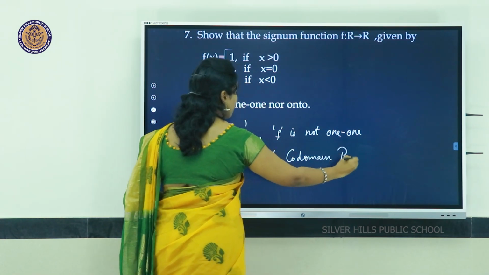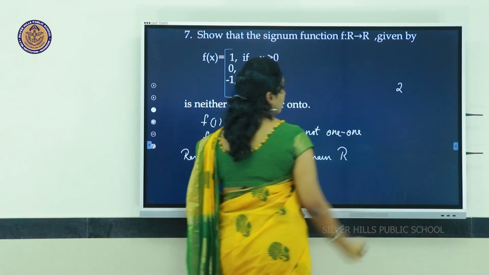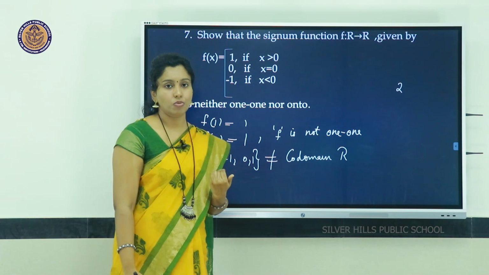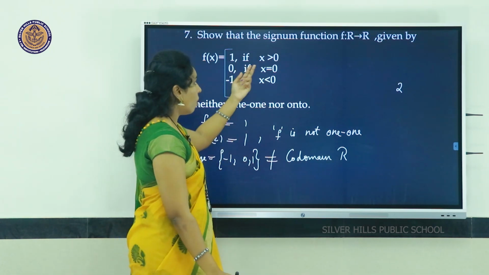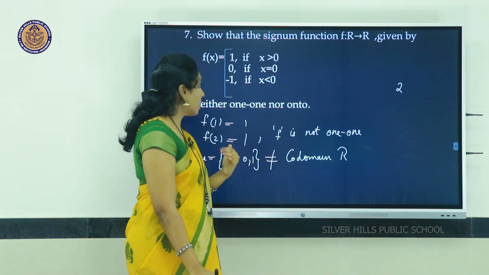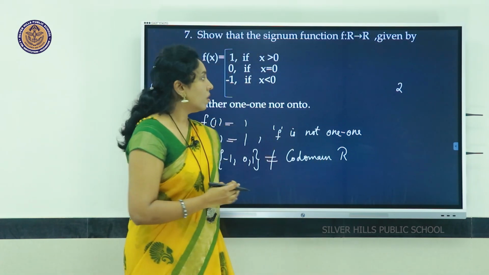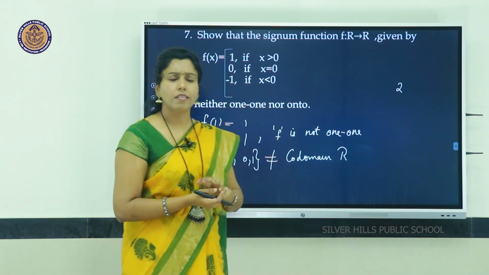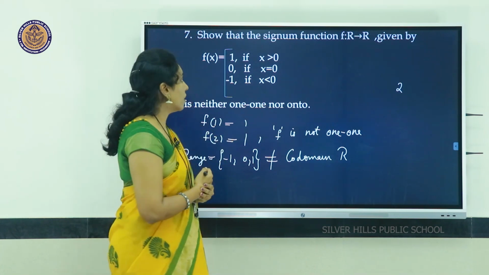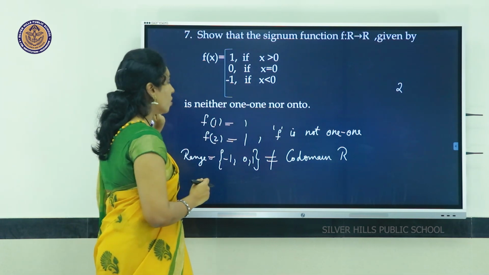And what is our codomain? R. Because if you take a member, say 2, in the second set, can you find a pre-image for that 2? No, because for all numbers greater than 0, your answer is 1, and for all numbers less than 0, your answer is -1, and for 0, the 0 goes to 0. So, 2 will not have a pre-image. Like that, so many members are there which do not have a pre-image. So, we will conclude the given signum function is neither 1-1 nor onto.